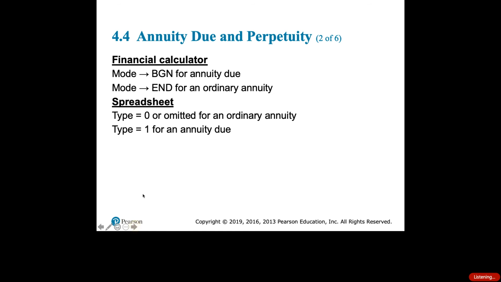What does that mean for us? Well, in terms of our spreadsheets, we need to make sure that in our formula, we use type 1 when we're dealing with annuity due.